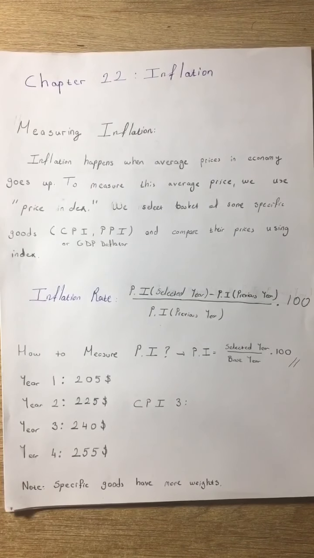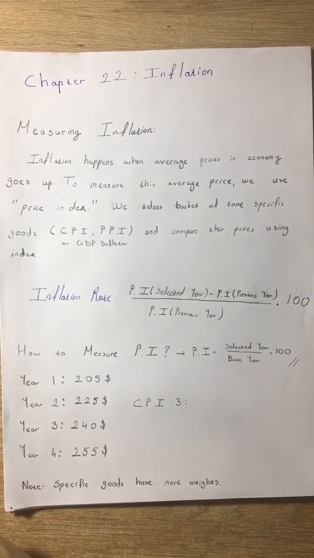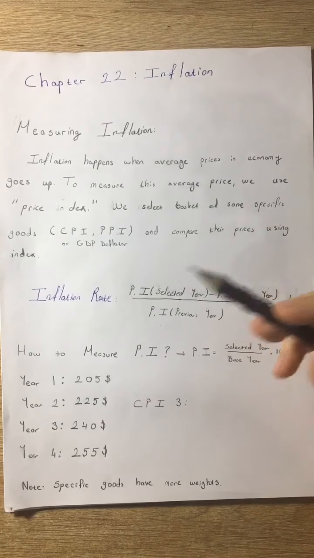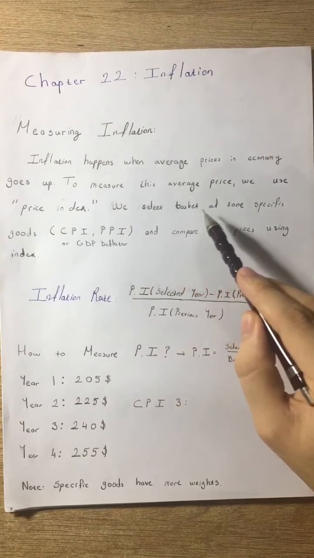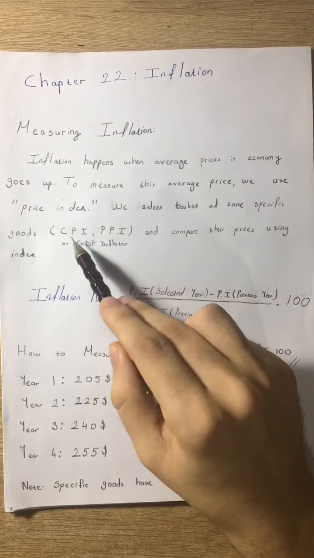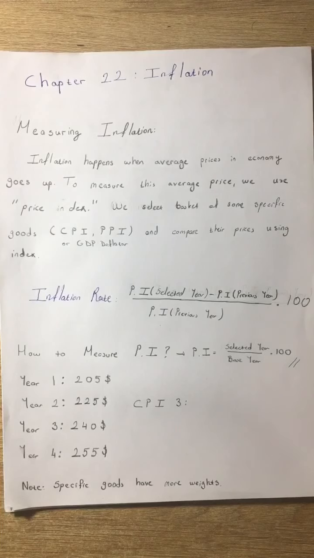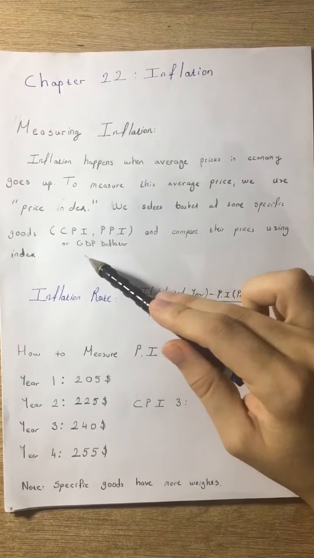Recitation for chapter 22, inflation, and I will concentrate on how to measure inflation in this recitation, and you can read the other topics in the book or the slides. So inflation happens when average prices in the economy go up. To measure this average price, we use a price index. And to measure this price index, we select a basket of some specific goods. And these goods change according to which price index we use. There are various types of price indices, and some of them are CPI, PPI, or GDP deflator.